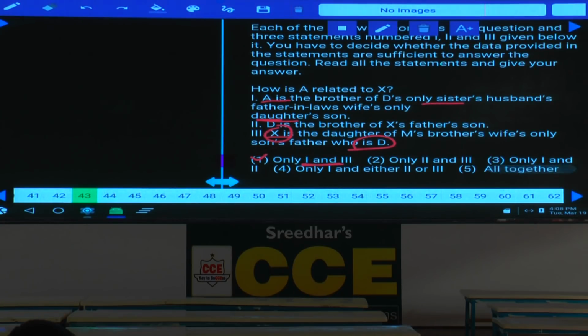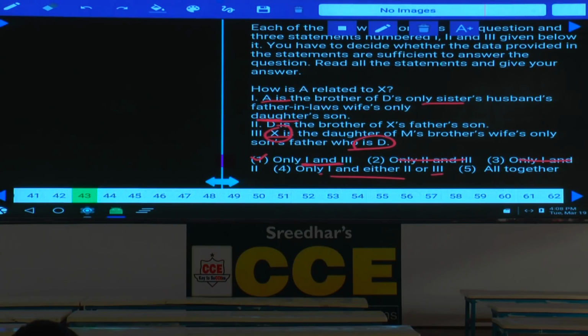As 1 and 3 is sufficient here, then 2 and 3: do we require 2 and 3? I am getting the answer with only 1 and 3, hence 2 and 3 is ruled out. Then the next one, only 1 and 2, will also be ruled out. Choice 5, all together are required, is also ruled out. Now we are left with either choice 1 or choice 4. Choice 4 means 1 and either 2 or 3, that is, 1 and 2 or 1 and 3. I got the answer with 1 and 3. Now I need to check with 1 and 2 also. If I get the answer with 1 and 2, then choice 4, or else choice 1 will be your answer.